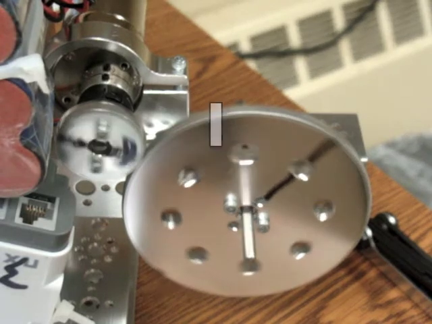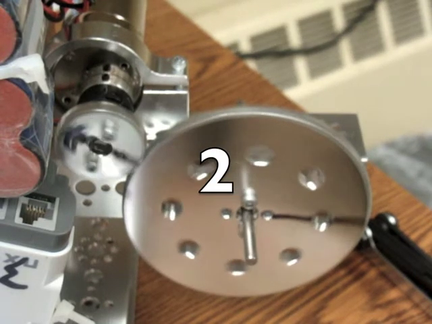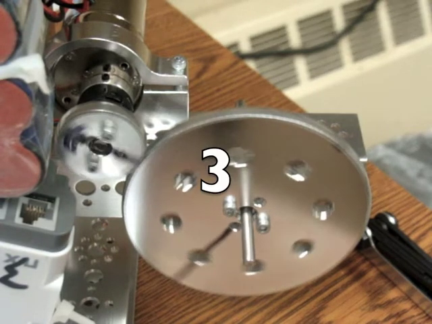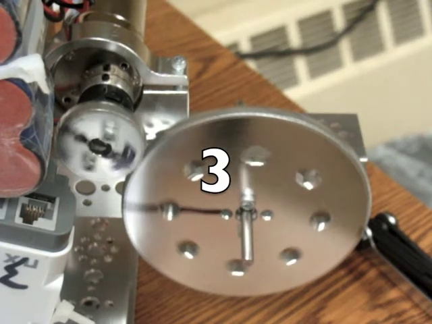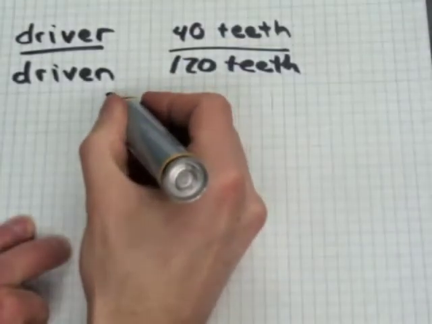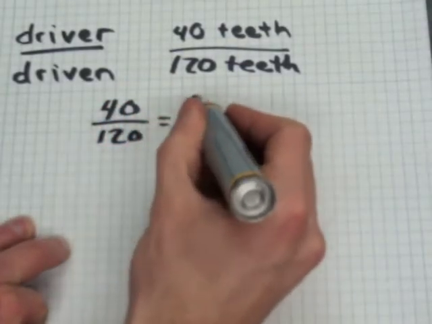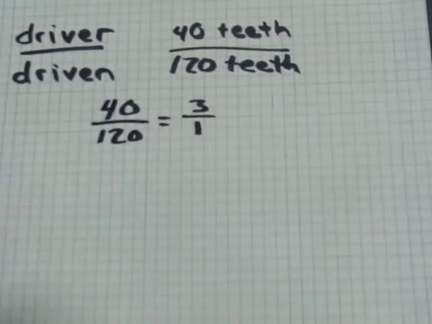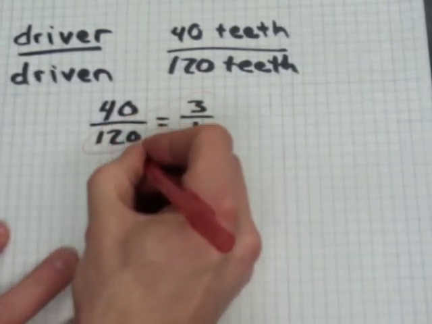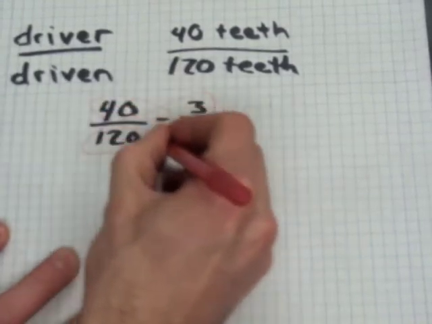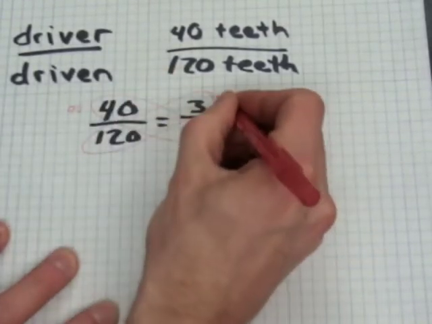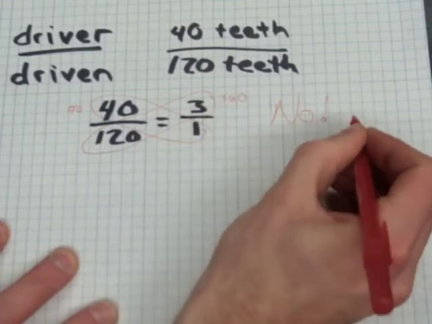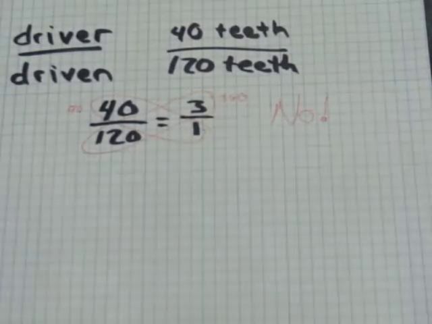If you watch carefully, you will see that the large driven gear will turn once for every three rotations of the motor's driver gear. Normally when you set up a proportion, you make sure that everything matches up. 40 teeth, that one turned three times. 120 teeth, the large gear turned once. But if you cross multiply, you will see that this does not work. Gears are not directly proportional.